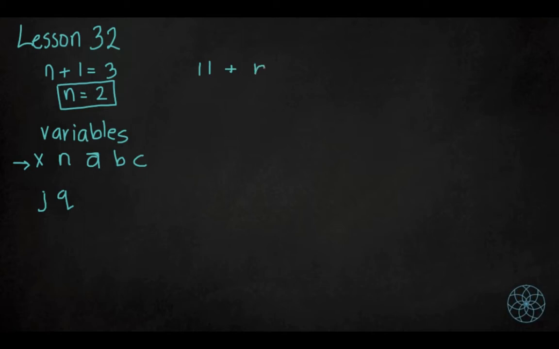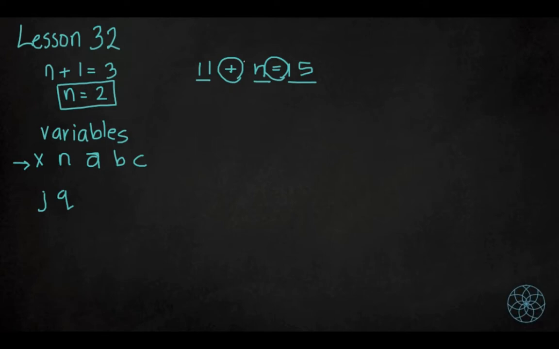I'll use n again. 11 plus n equals 15. So what can you tell me about this equation? Well, we know we have 11, that's a known number, and then we're going to be adding that to this variable, to this unknown number, to get a total or a sum of 15. So hopefully you know how to solve this kind of problem.